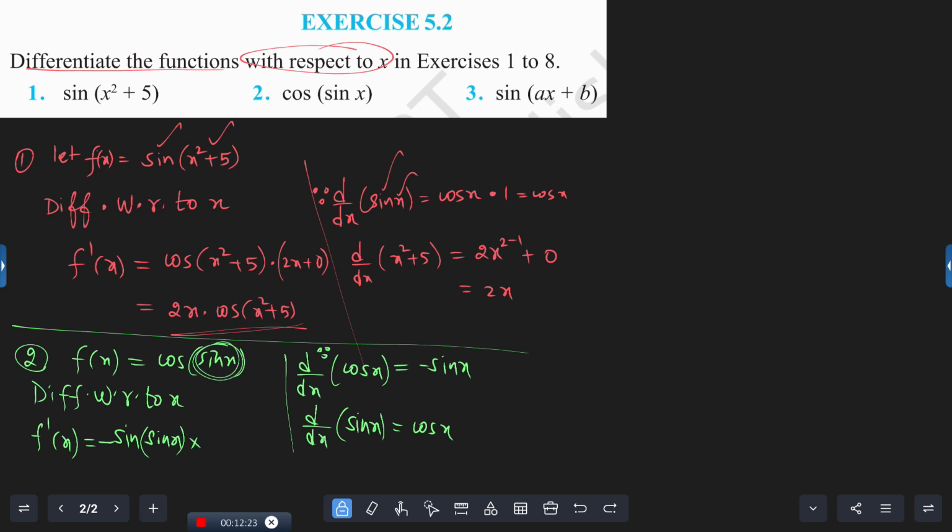The angle we have to differentiate. Now listen. Question only you have to see. First, cos derivative is minus sin. Then the angle sin we have to differentiate.